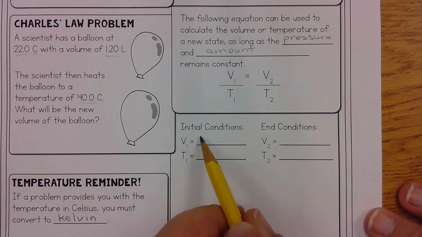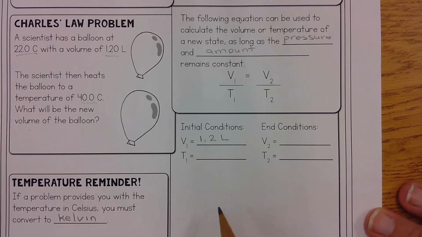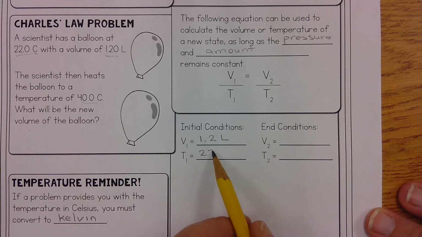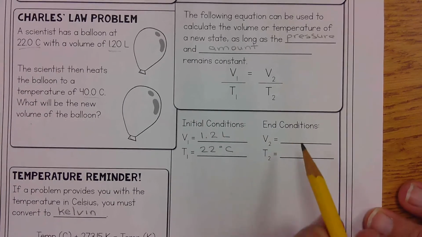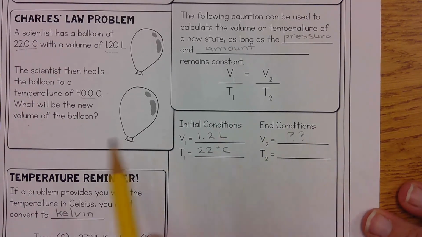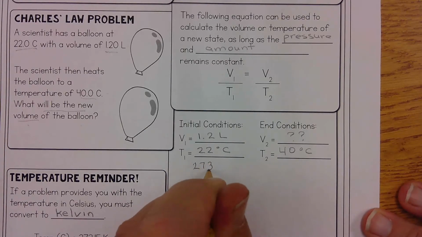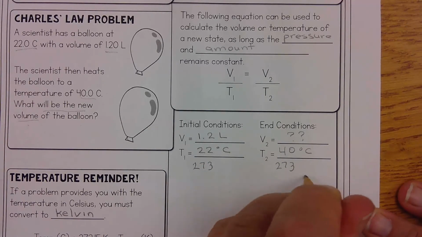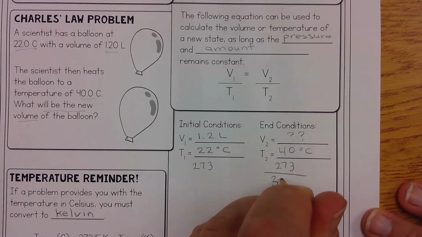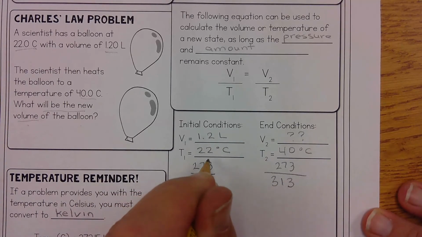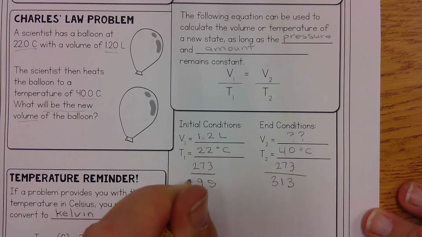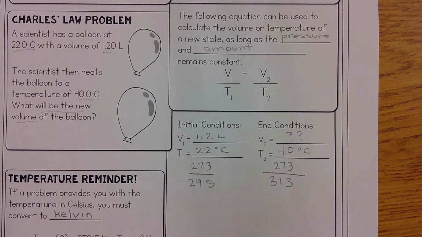Okay? All right, let's solve our problem. So initial volume, 1.2 liters. Initial temperature, 22 degrees Celsius. Final volume, don't know. That's what we're trying to find. What will be the new volume? Final temperature, 40 degrees Celsius. So first, take both these temperatures, add 273. That makes that 313. And this one is 295.